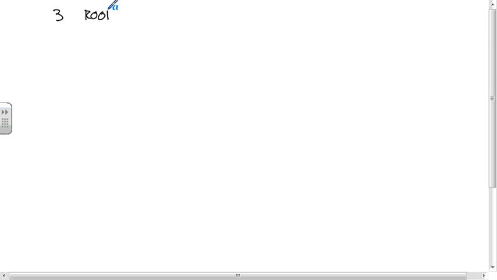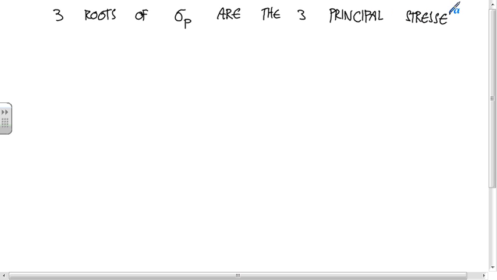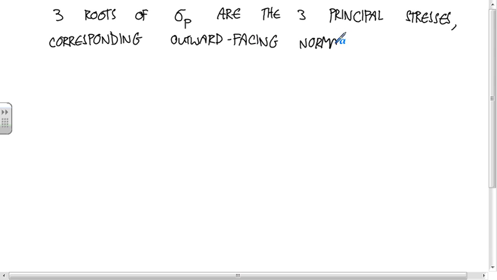The three roots of sigma p are the three principal stresses, and the corresponding outward-facing normal vector for each shows the direction of that face, or the orientation of that face.